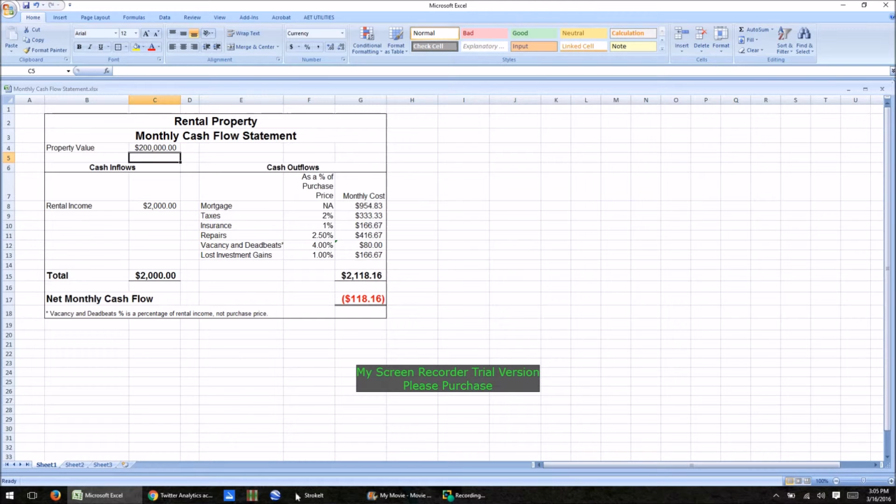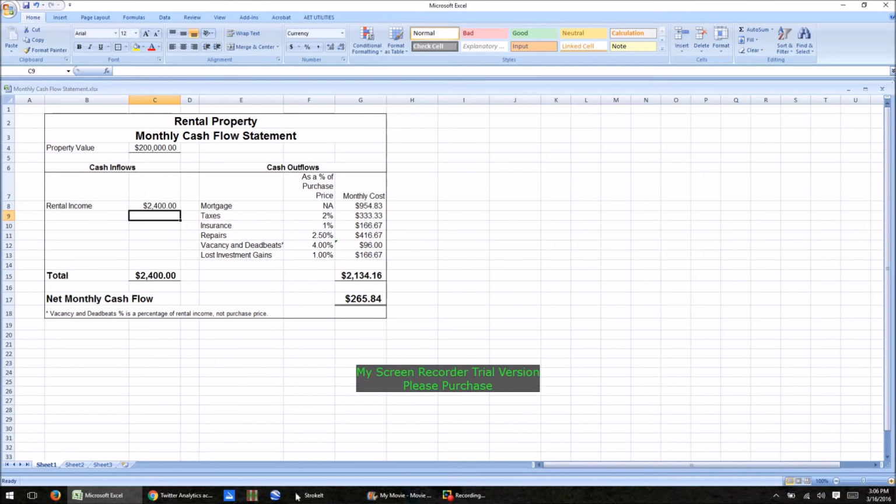The seller went down to $200,000. Some of the mortgage, the taxes, the insurance, and the repairs all would likely decrease for you. The vacancy cost would stay the same because that depends on rent, and the lost investment gains would also go down. It's still not quite profitable. Let's say that you think $2,000 might be a little conservative. After you fix things up and find some good tenants, you might be able to get an extra 20%, or $2,400 a month.